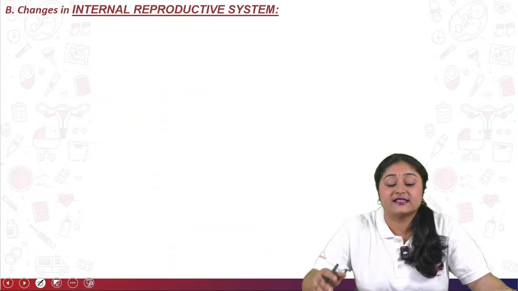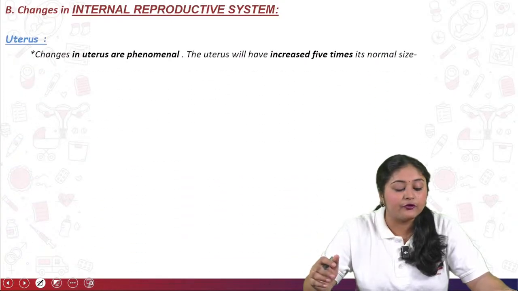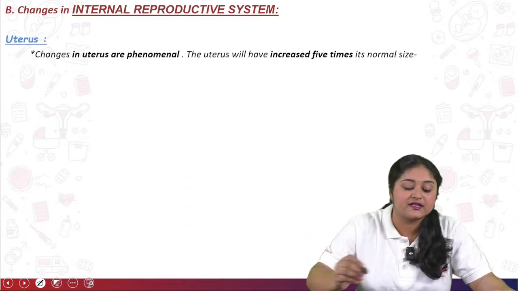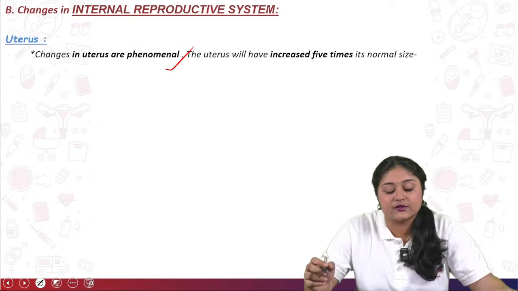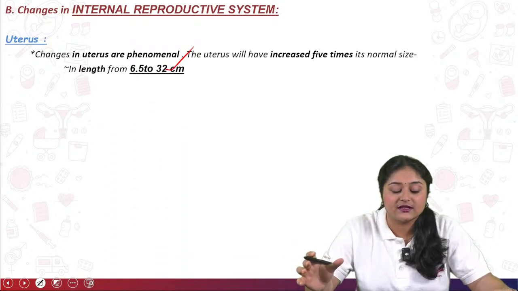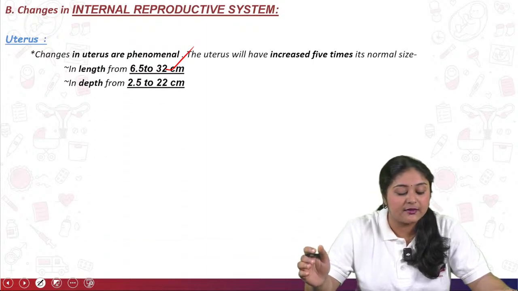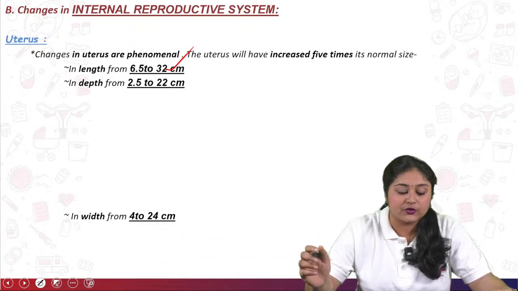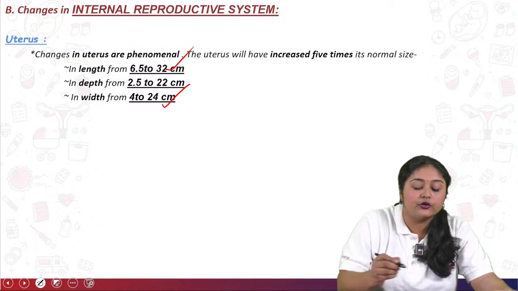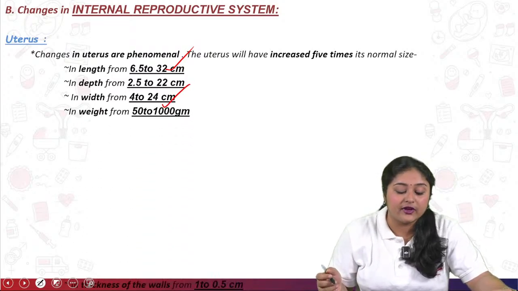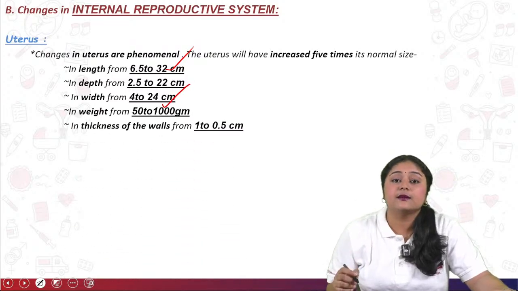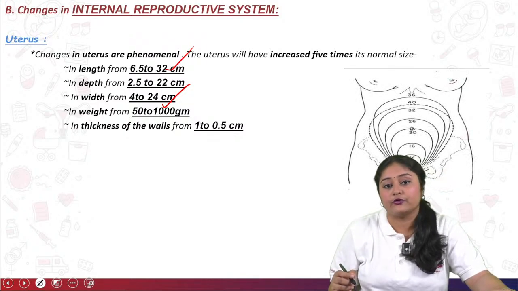Now come to the changes of the internal reproductive system. For the uterus, what happens? The uterus is phenomenal, and it increases about 5 times its normal size. Length from 6.5 up to 32 centimeters. Depth 2.5 to 22 centimeters. Width from 4 to 24 centimeters, and weight 500 to 1000 grams. And thickness of the wall changes from 1 to 0.5 centimeter.